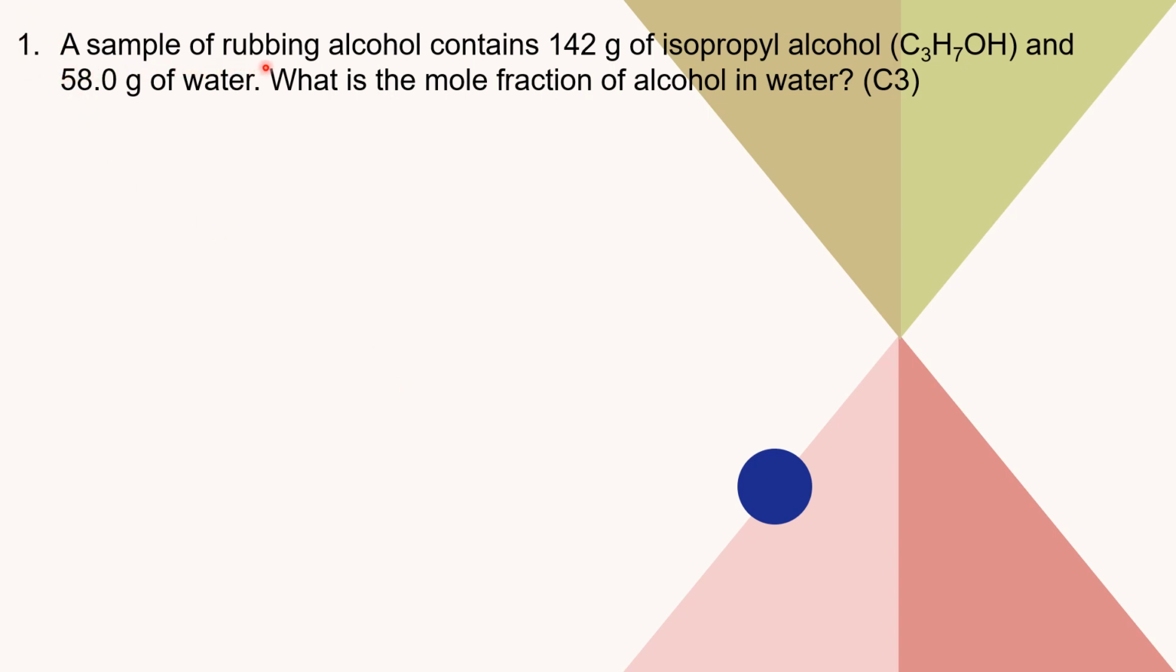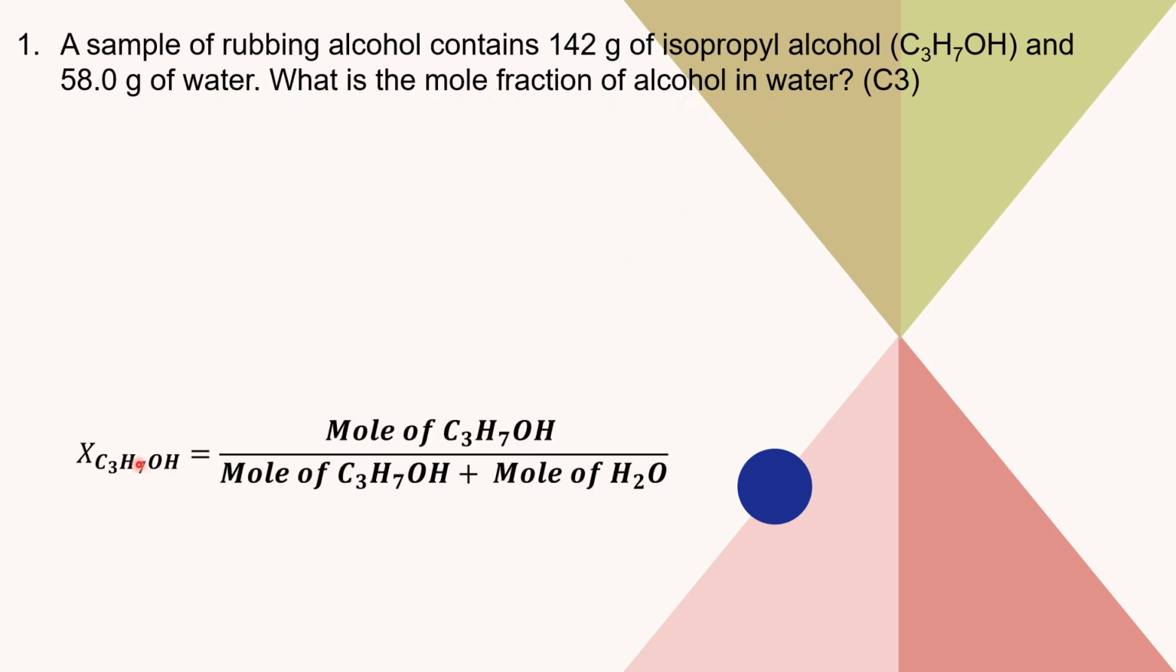A sample of rubbing alcohol contains 142 grams of isopropyl alcohol and 58 grams of water. What is the mole fraction of alcohol in water? So, the formula for the mole fraction X of alcohol, C3H7OH, is equal to the mole of C3H7OH divided by the total mole of each component, which is mole of alcohol plus mole of water, because this solution contains two components. So let's calculate the mole of alcohol.